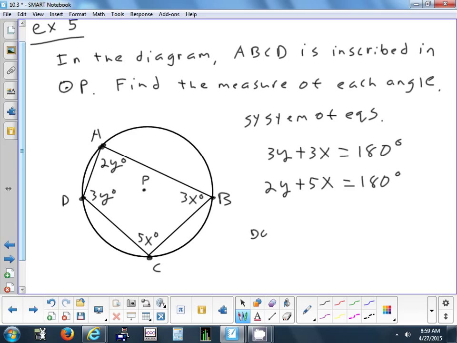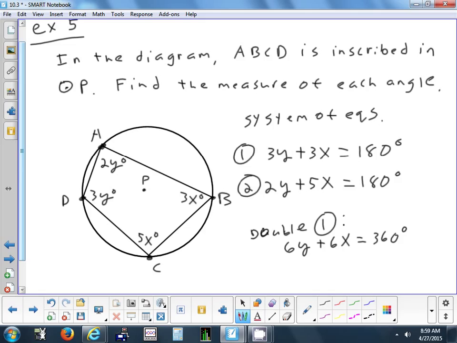So we'll say double, let's call this equation 1, equation 2. I'm going to write double equation 1: 6y plus 6x equals 360. What about equation 2? We're going to multiply that by... Well, keep in mind, our goal is to get a negative 6 in front of y. Trying to get opposites. This method, by the way, is called elimination. Okay, that's how we're trying to solve it.